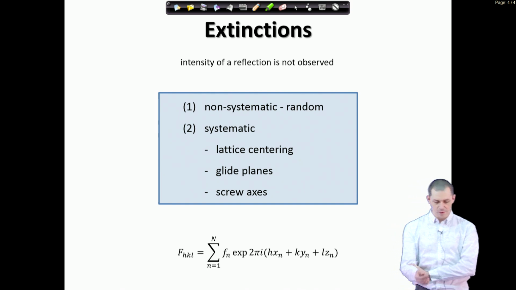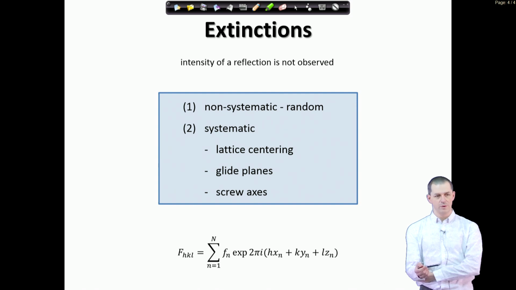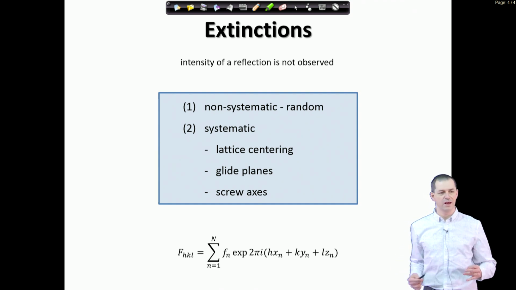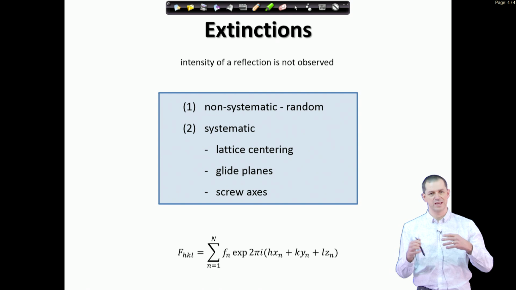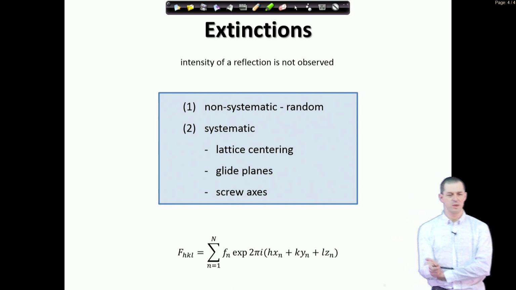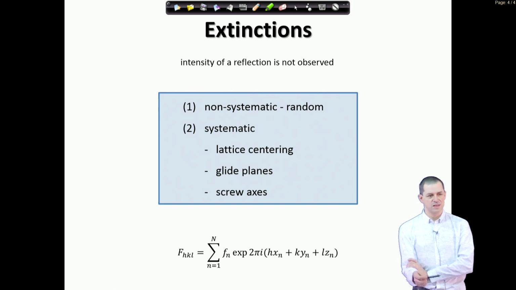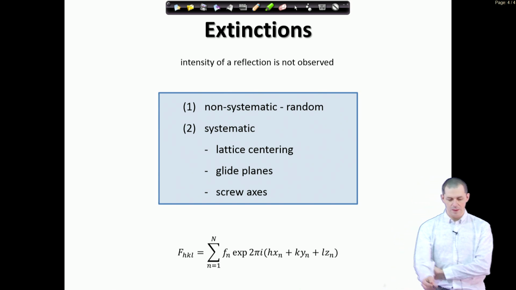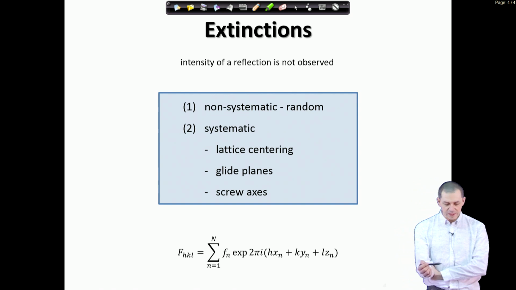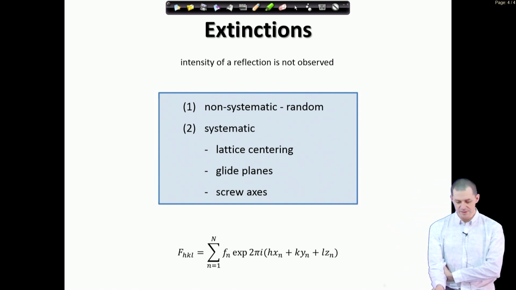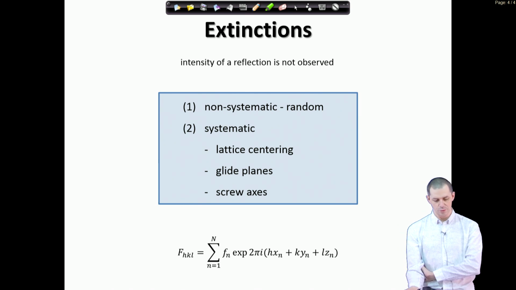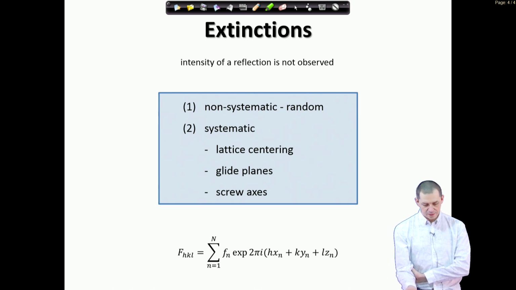The first one is the trivial, non-systematic, so random case where a certain reflection is zero or almost zero just because of the specific arrangement of atoms in the structure. So the scatterings of those atoms cancel, and you get a reflection with a very weak, very small intensity. But that is not telling us much before we know the structure. More interesting are the systematic extinctions. And these are caused by special lattice centerings, presence of glide planes or screw axes in the structure.